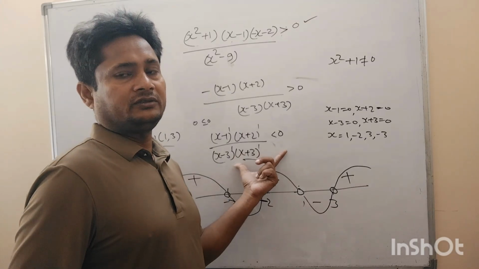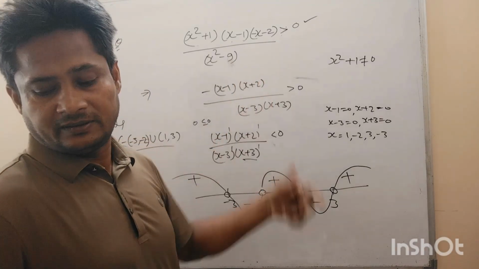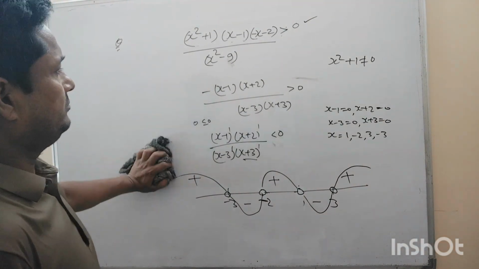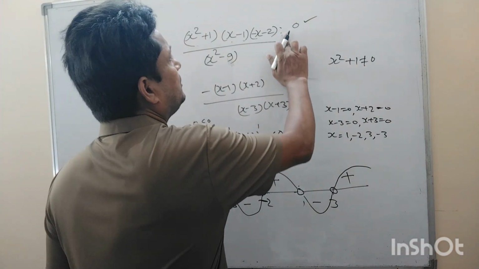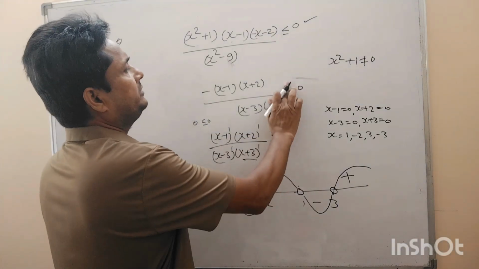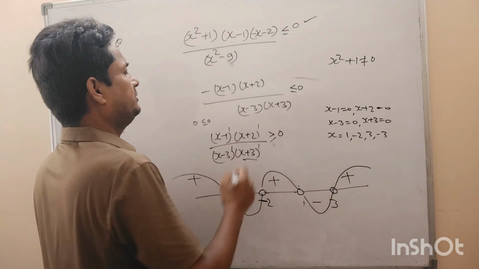The answer for this one will be the same as this inequality. Now let's say solve for this one, less than or equal to 0. So here it will be less than or equal to 0, and here it will be greater than or equal to 0.